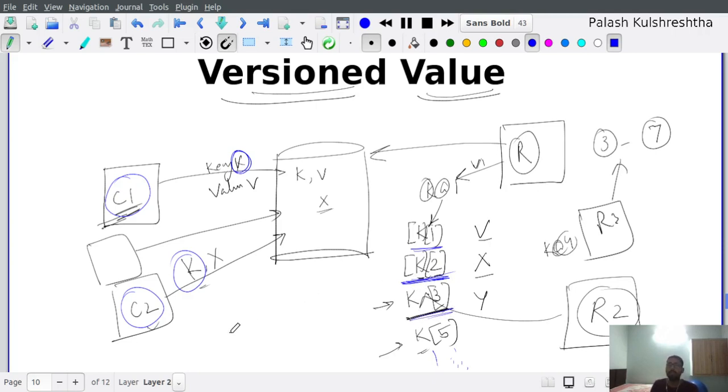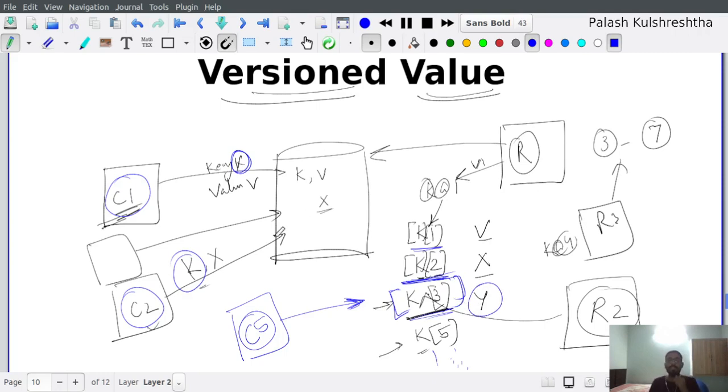But for example, let's say some client C5 comes and wants to update version 3 of K. This is also a possibility. Then you have to ensure that you are not facing any race conditions or any problems, because there can be concurrent writes on individual versions, which can create problems. So you have to keep that in mind.